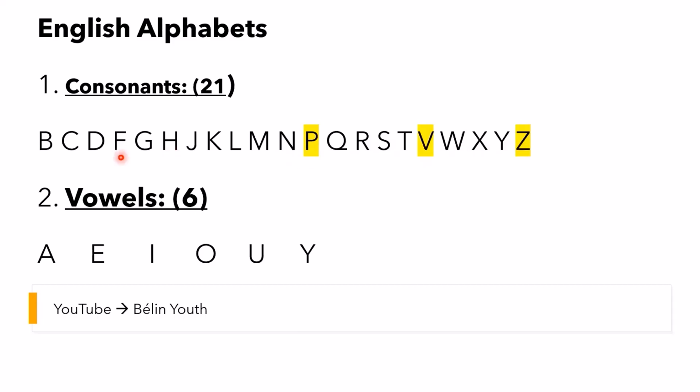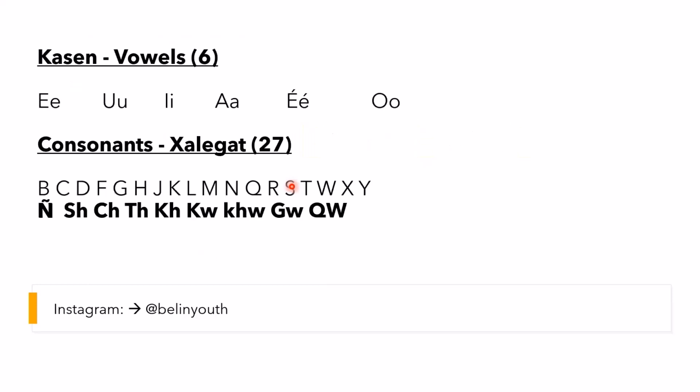So remember how I pronounce those, because it might help you a little bit when we pronounce our Bélin alphabet. And the vowels are easy: A, E, I, O, U, Y. Look at those three that I have highlighted. That's because we're not going to use them in the Bélin alphabet. So we don't have P, V, and Z in this class session, but usually in normal circumstances, we do use them.